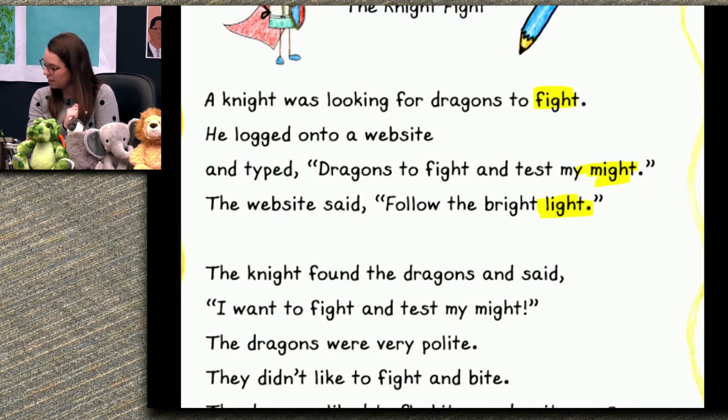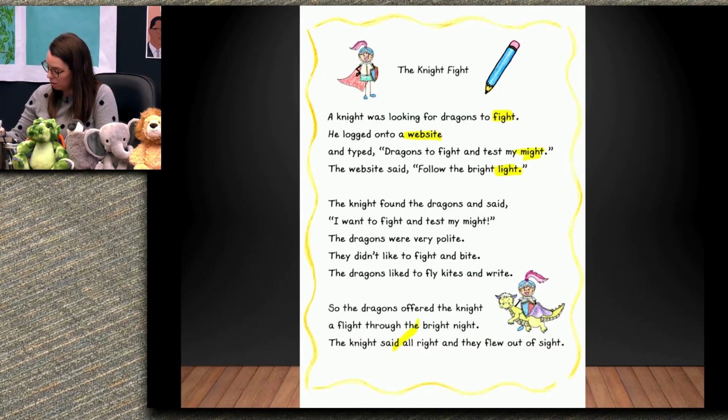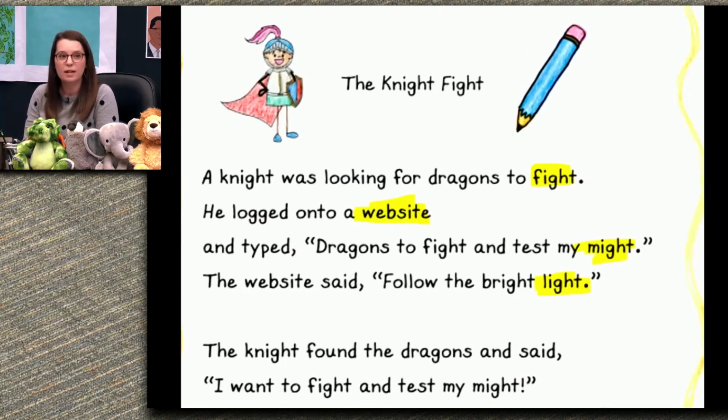Fight, might, light all have IGHT. But if we read it again, a knight was looking for dragons to fight. He logged onto a website. That's this word. Highlighter. Right there. There we go. It's not spelled the same.